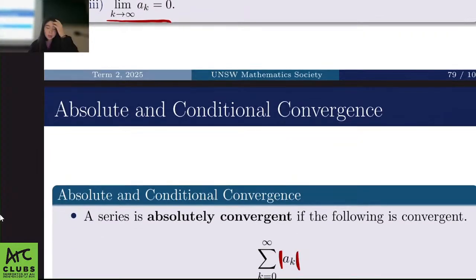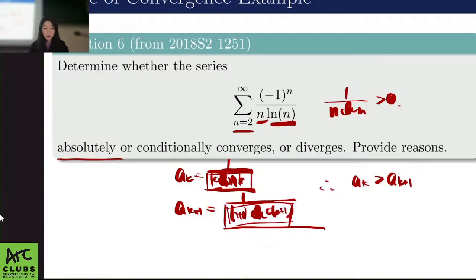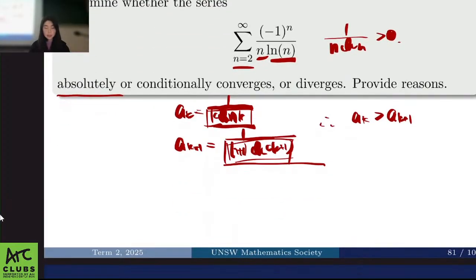And finally, we want to find the limit of this as it approaches infinity, which we've just said is going to be equal to 0. So therefore, by Leibniz test, this is going to converge.